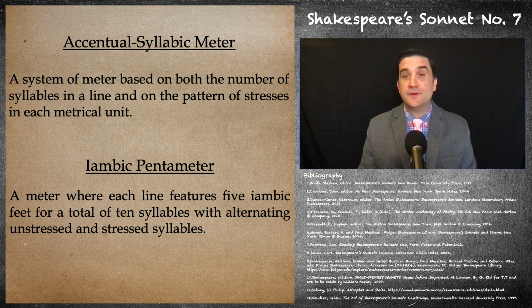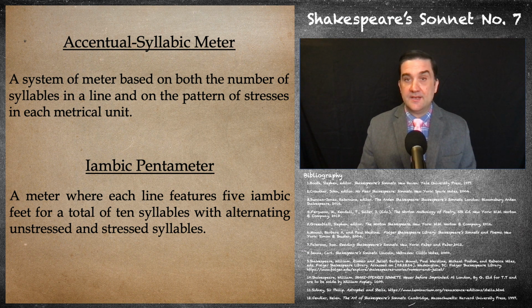Now, I'm sure the first thing that you did after reading sonnet number 7 is you engaged in a little bit of scansion because you wanted to analyze its metrical patterns. After all, the best way to amplify the emotional impact of a poem is to engage in cold, scientific dissection. Now, when you did this scansion, no doubt you already knew that a sonnet is an example of accentual syllabic meter. And what this is, it's a system of meter based on both the number of syllables in a line and a pattern of stresses in each metrical unit.